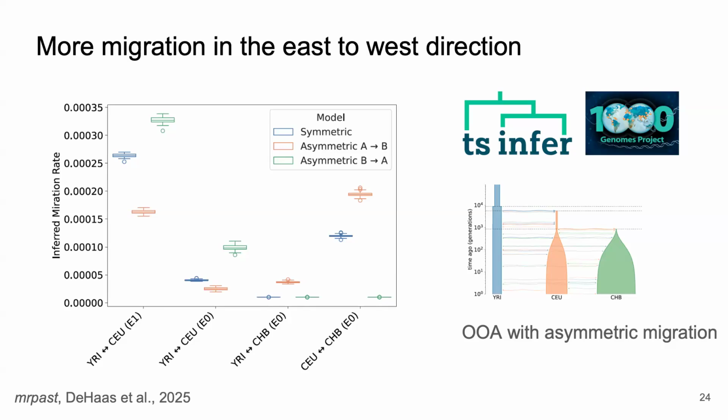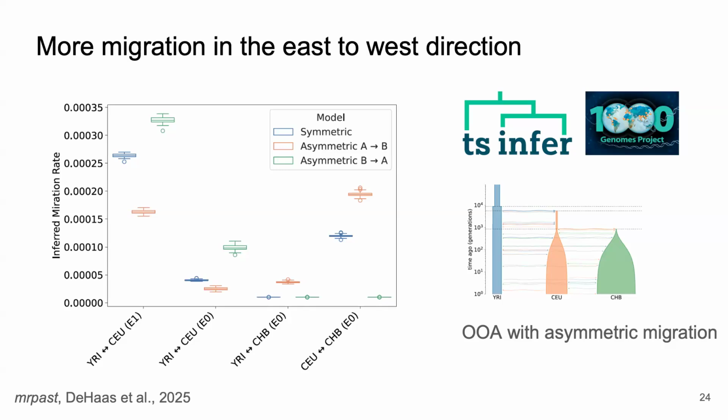But oftentimes, the migration is asymmetric, which in this figure is shown as the orange and the green boxes. And when they're very different, it means the migration is actually asymmetric rather than symmetric. There's a different amount of gene flow from one population to another than from the other population to this population.